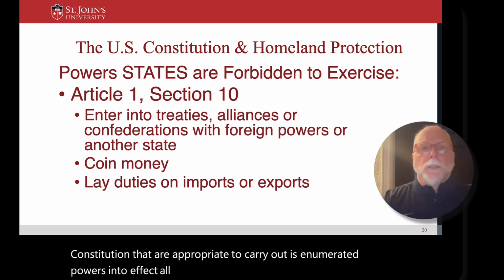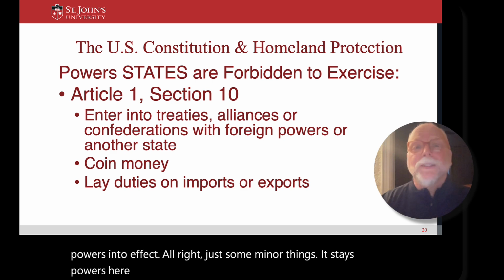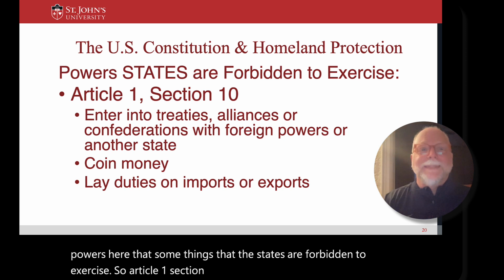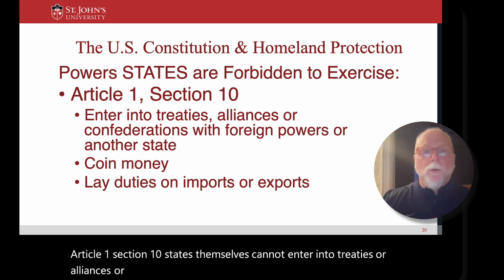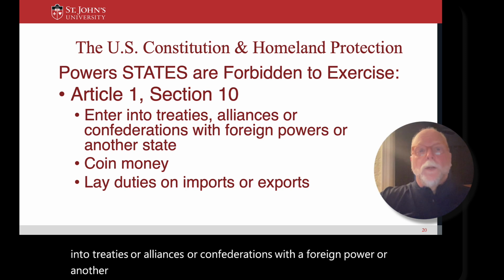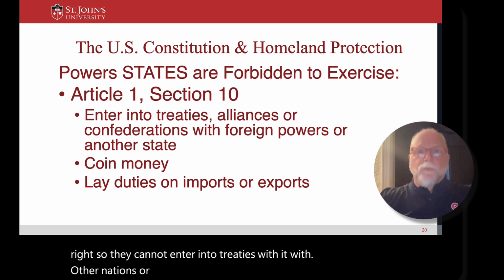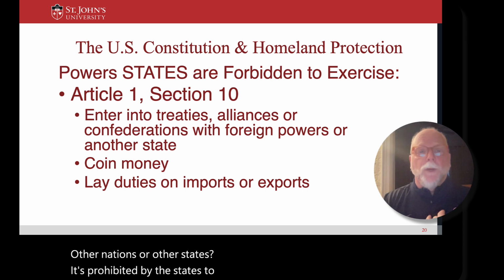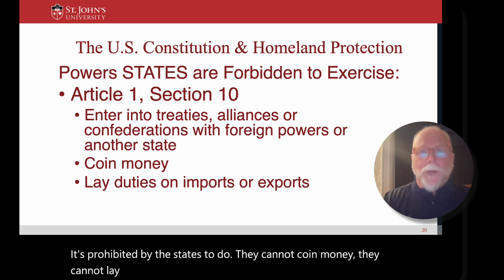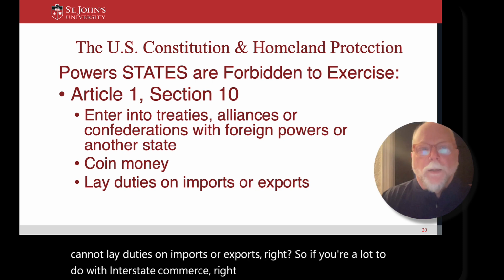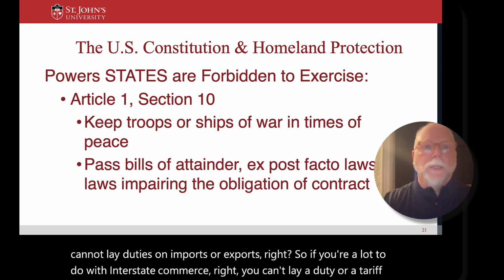All right, just some minor things. State powers here. That's some things that the states are forbidden to exercise. Right, so Article 1, Section 10. States themselves cannot enter into treaties or alliances or confederations with a foreign power or another state. All right, so they cannot enter into treaties with other nations or other states. It's prohibited. They cannot coin money. They cannot lay duties on imports or exports. Right, so if you have a lot to do with interstate commerce, you can't lay a duty or a tariff on an import or export. That's a federal thing.